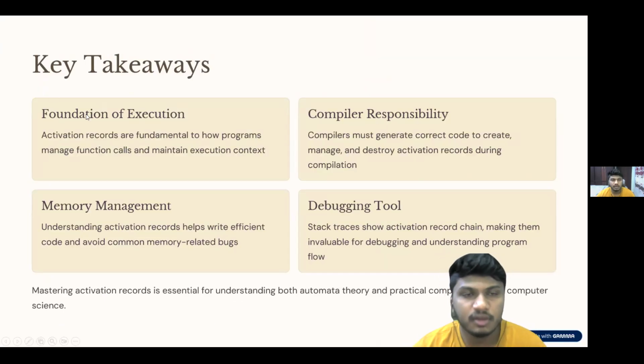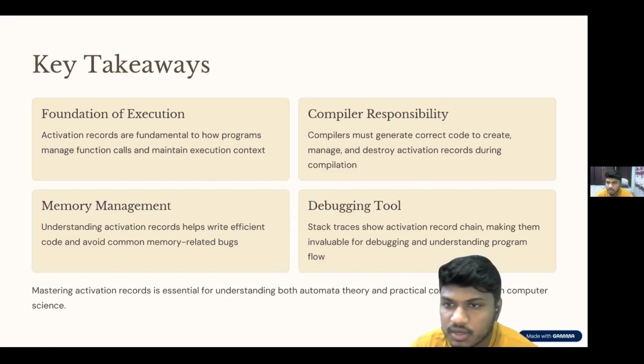When it comes to the key takeaways from this PPT, the first is the foundation of execution. Activation records are fundamental to how programs manage function calls and maintain the execution context. The second key takeaway is compiler responsibility. Compilers must generate correct code to create, manage, and destroy activation records during compilation. If they do not, it may lead to the issues and challenges we discussed.